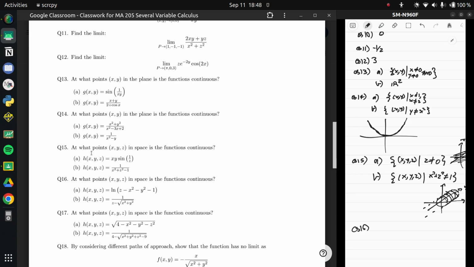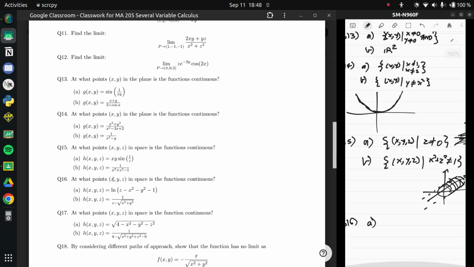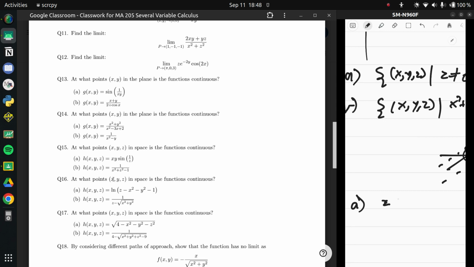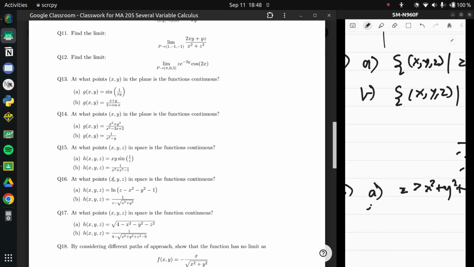Question 16. At what points x, y, z in space is this function continuous? So that's where we did the thing. Natural log of z minus x square minus y square minus 1. Clearly it has to be in the domain, so that has to be positive, and then it's actually continuous. You don't even have to worry. So z is bigger than x square plus y square plus 1. Easy. Yeah, pretty much, these are the points. Not going to graph that, because I don't see a point.